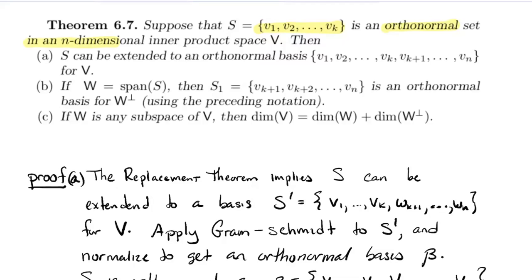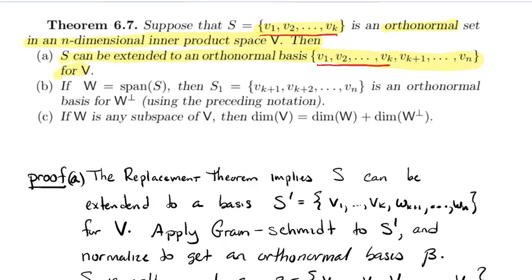And it's a set of them in some n-dimensional inner product space V. Okay. So the first statement is that we can extend S to an orthonormal basis for the entire space V. You'll notice that these first k vectors are the vectors that are in S. So we can extend them with n minus k more vectors, making the whole thing an orthonormal basis.